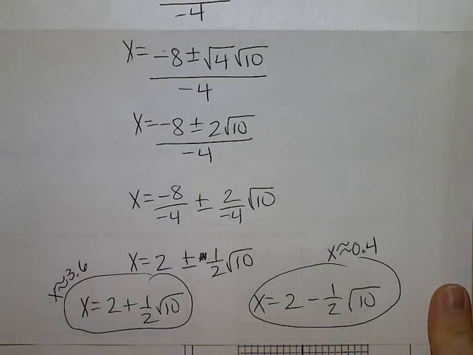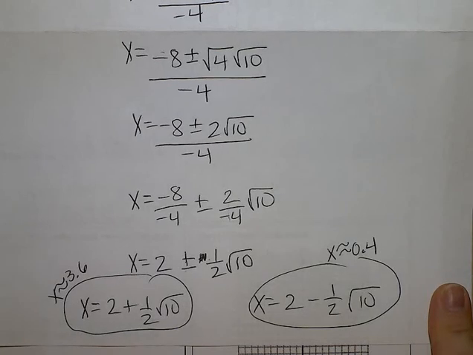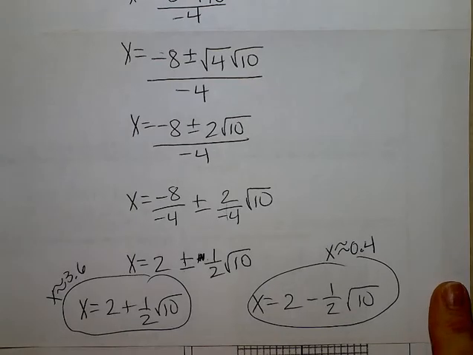Can you please confirm with me, do you guys have an answer of approximately, again rounding to the nearest tenth, 3.6 and 0.4? Hands up high if you have that between you and your partner. Okay, enough of us have that. Is anybody confused how to plug it into the calculator?